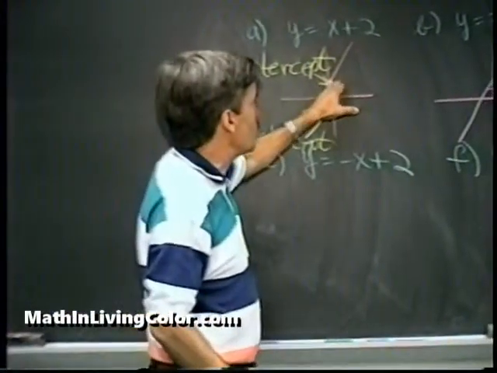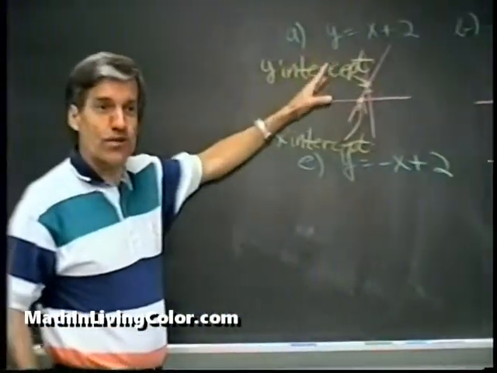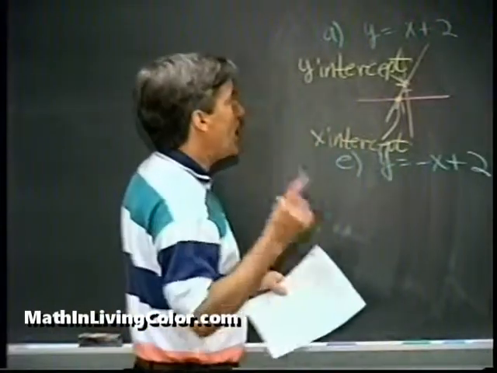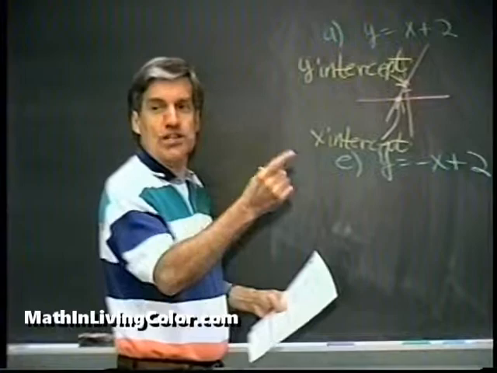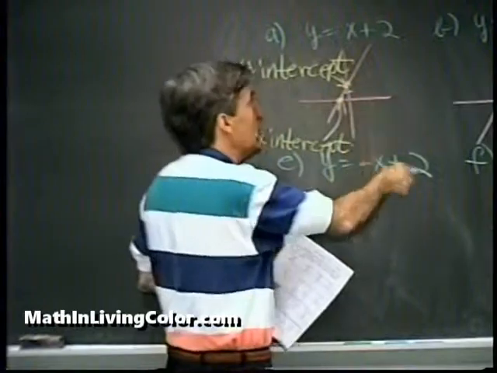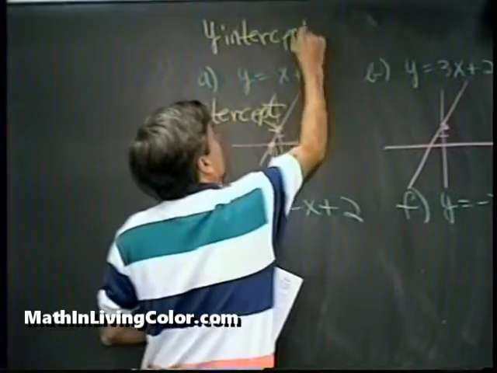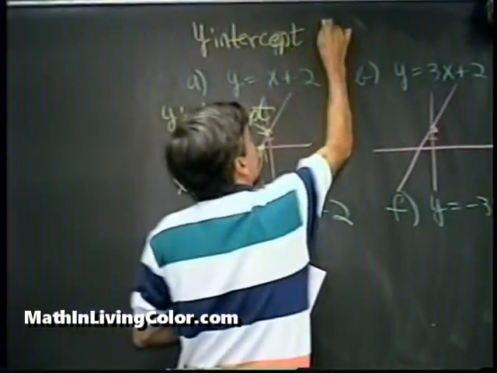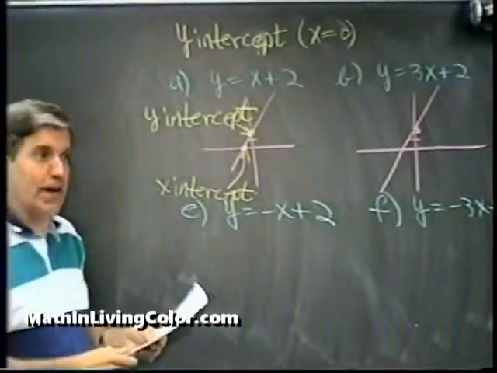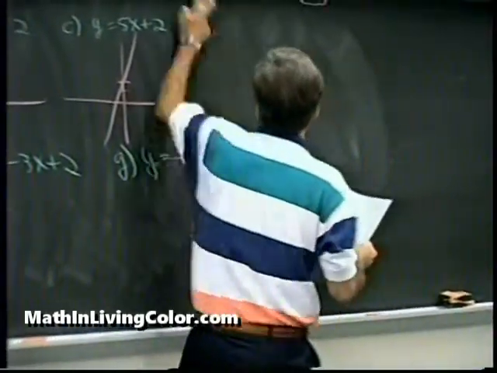Now, I'm not going to talk about x-intercepts right now, but let's talk about y-intercepts, because did you notice it crosses at 2 and every equation has a plus 2? There might be something there. What do you think? Technically, the y-intercept is where x equals 0. Where the graph crosses the y-axis is where x equals 0. So the y-intercept is where x equals 0, and then you find the value of y where that happens.